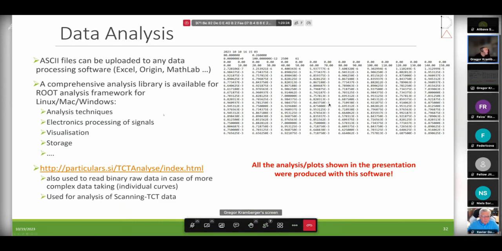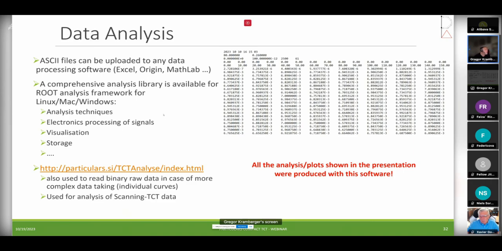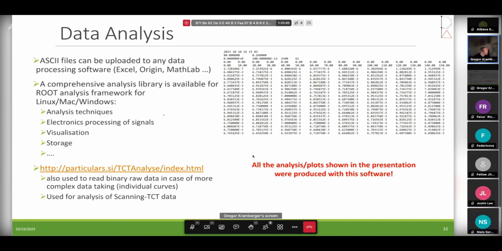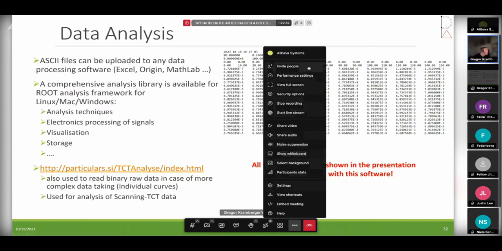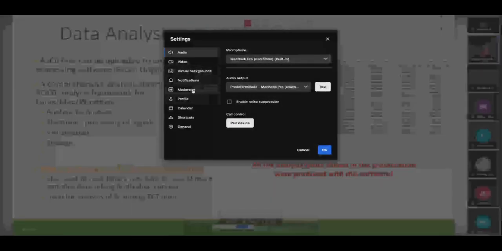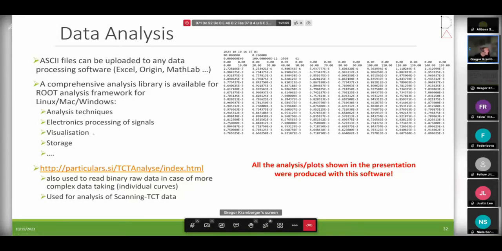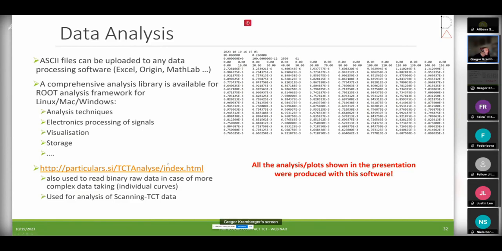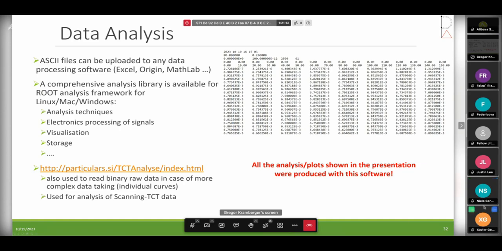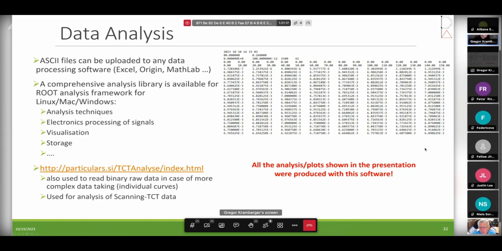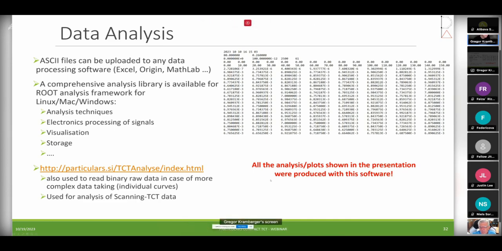What we actually advertise or propose to use is the comprehensive analysis library, which is available in ROOT on any platform or operating system that you like, and which already has all these analysis techniques that I showed built in. So you load the file and then you can say what you want and it will do it for you. This handles the analysis and the processing. I didn't go into that: how you can deconvolute your signals for electronics, and all this is possible. It's a bit too deep. And then the visualization and the storage, and you can have a look at the library, the link is here. All the analysis plots shown in this presentation were produced with the software. So this is just a comment.